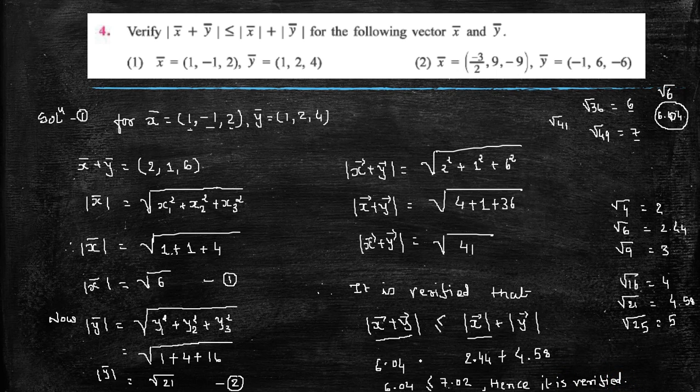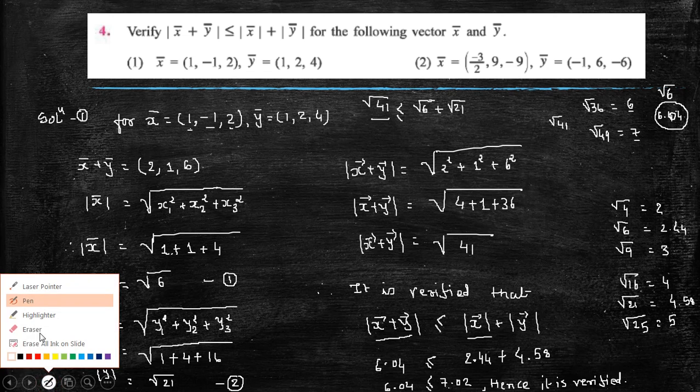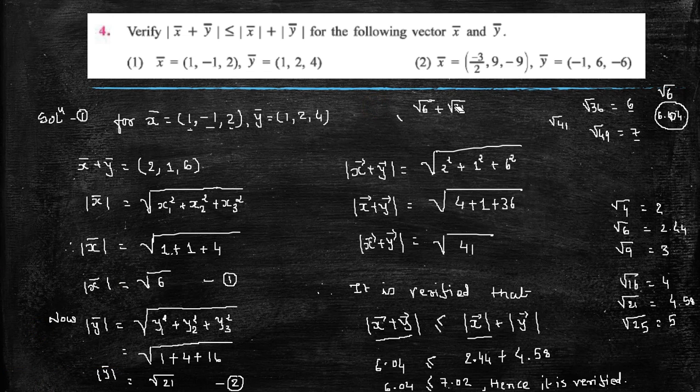Tell me frankly, when I write root 41 is less than or equal to root 6 plus root 21, it is nearly impossible to see. Don't you feel that? Yes, sir. But look, when we convert these irrational values to rational numbers, it is true. So write it down and try to solve the second example on your own.